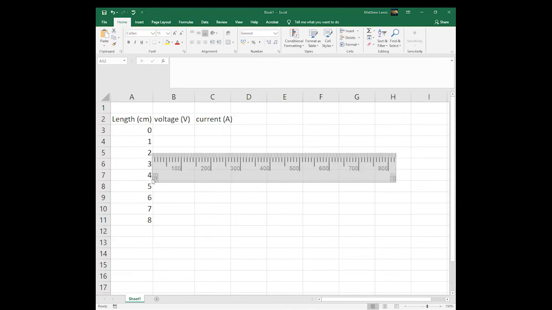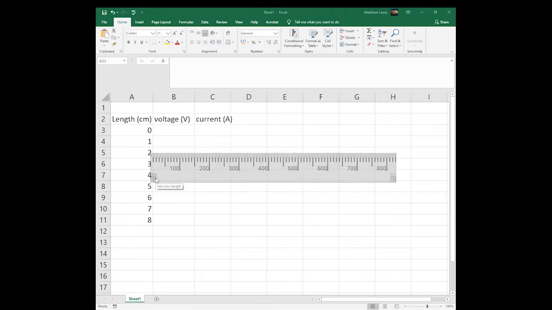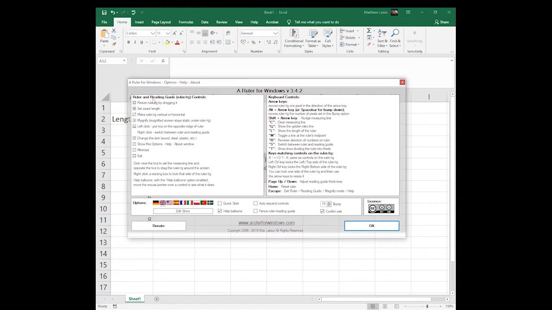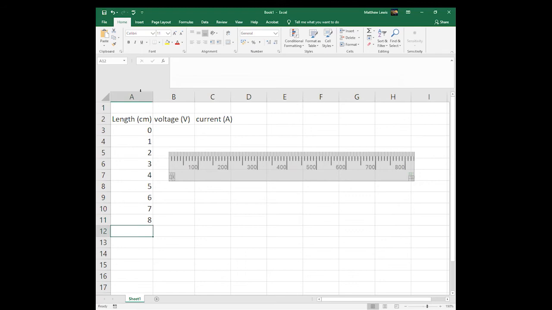I could change this. Let's change it. Length. Options. We'll leave it like that. So we've got hundreds.